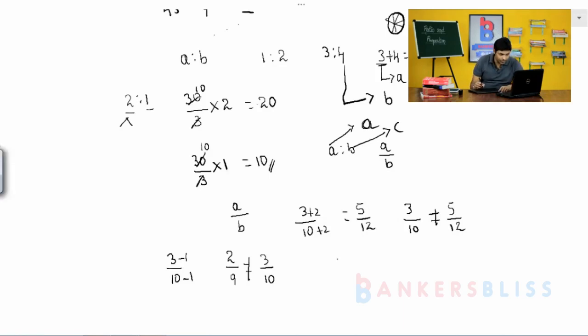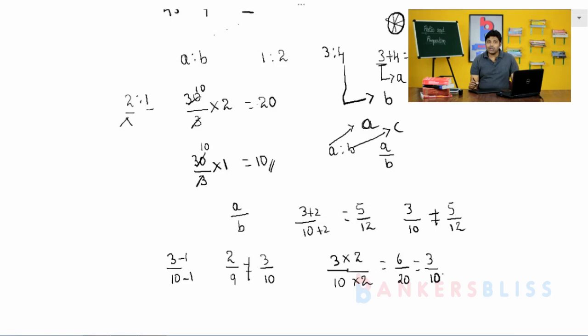See here, consider the ratio 3 by 10. If you multiply by 2 on top and bottom, what is going to happen? 6 by 20. After simplification, again you are going to get 3 by 10. So, we can multiply a common number to both numerator and denominator. And can we divide a common number to both numerator and denominator? Yes, we can. This is very, very important.